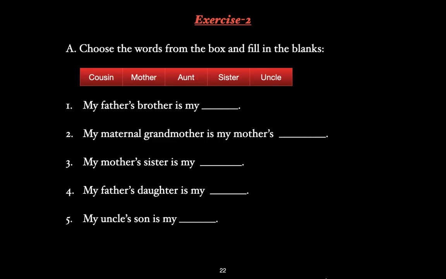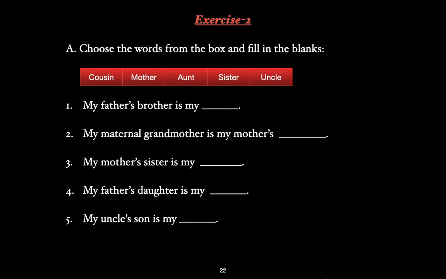Okay, children, let's do some exercises. Please note these questions down in your notebook. Now, let's read the questions. Choose the words from the box and fill in the blanks. So, I've given you some helping words in the boxes. You have to fit in the correct answer in the blanks.